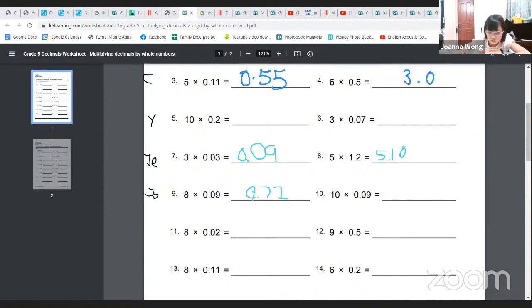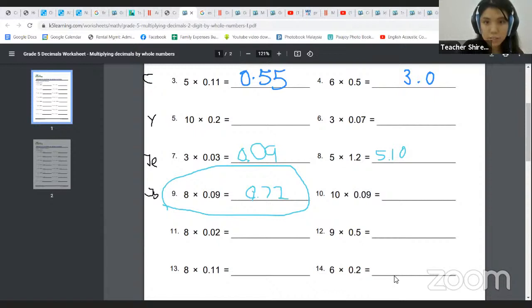Teacher, is it 0.72? Yes, it is. Be confident. Jensen, can you try to do this? Okay, do the column method.